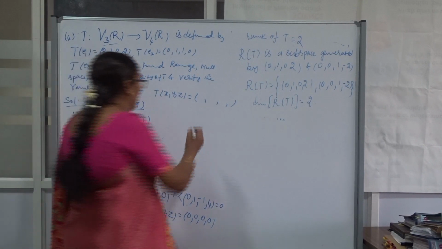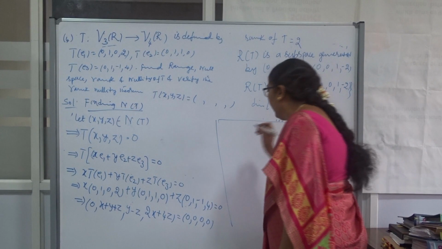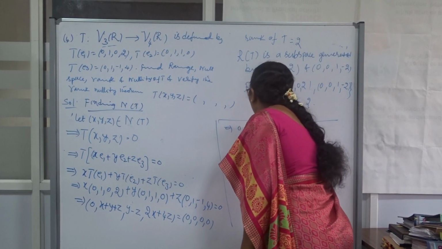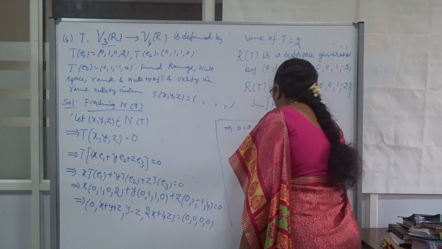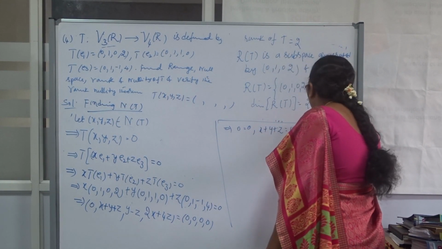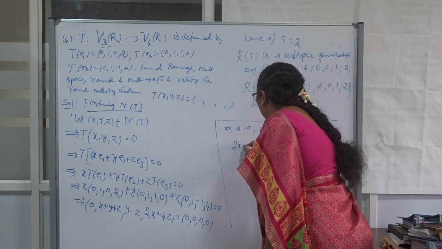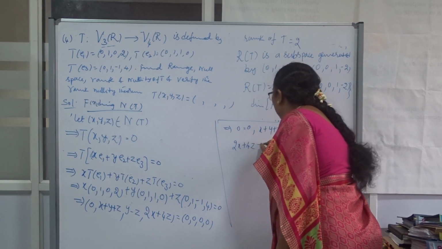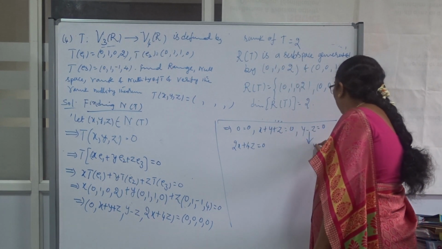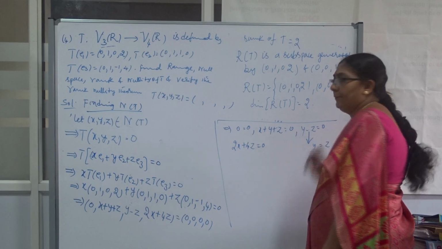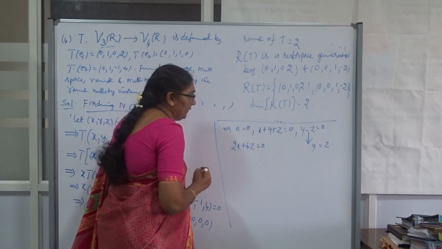Two vectors are equal when the corresponding components are equal. That implies 0 equals 0, x plus y plus z must be equal to 0, y minus z equal to 0, and then 2x plus 4z must be equal to 0. From y minus z equal to 0, what do we get? y is equal to z. Are you clear? I think everyone is clear.